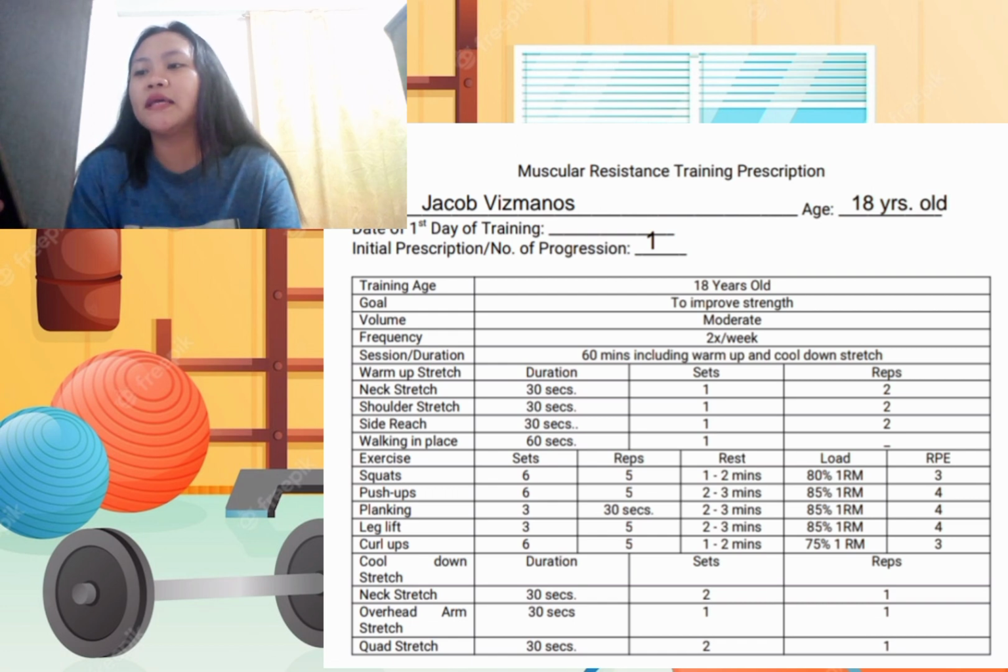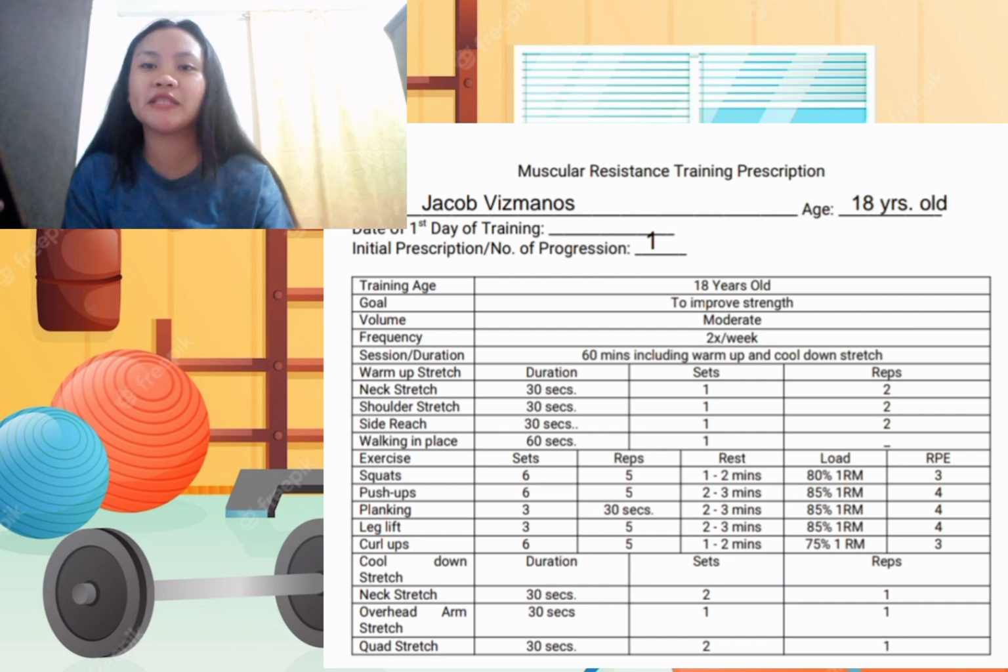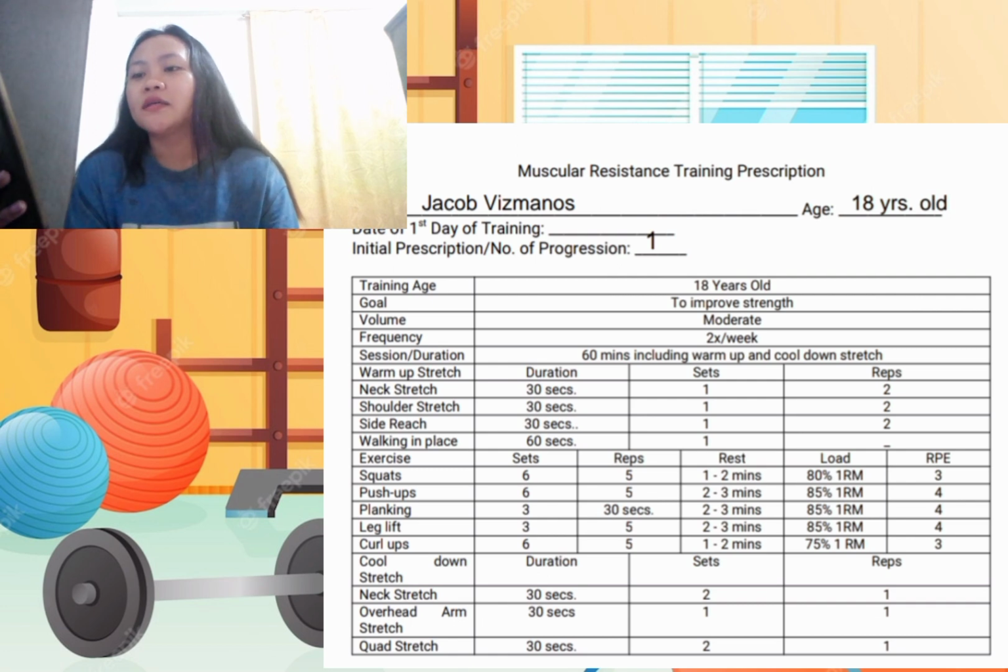The frequency is 2 times a week. Since we have 3 times a week under the cardiovascular conditioning prescription, I've decided that for the muscular resistance, Jacob will have a frequency of 2 times a week. So we will have an alternate schedule for the 2 exercise prescriptions. The session duration is 60 minutes or 1 hour, including the warm-up and cool-down stretch.